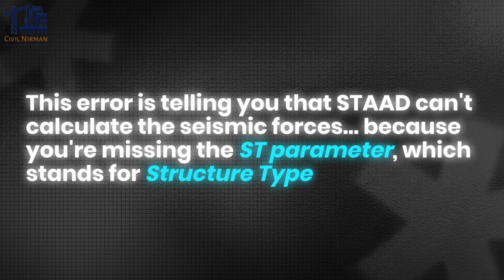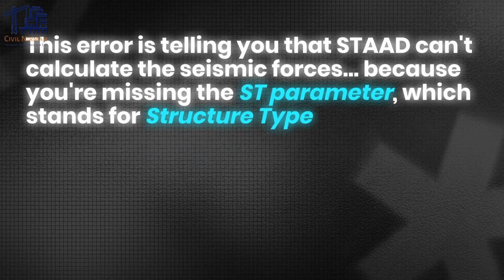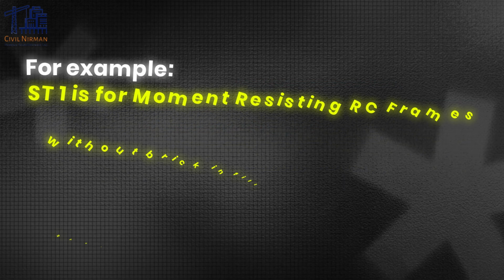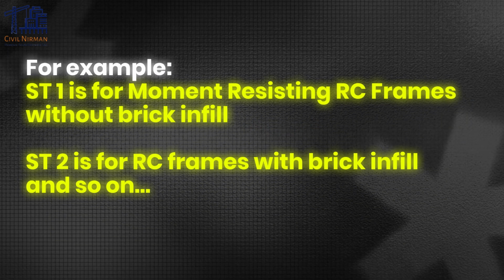Basically, this error is telling you that STAAD cannot calculate the seismic forces because you are missing the ST parameter, which stands for structure type. According to IS 1893-2016 Part 1, Clause 7.6.2, the natural period of the structure depends on the type of the building. For example, ST1 is for moment resisting frames without brick infill. ST2 is for RC frames with brick infill, and so on.